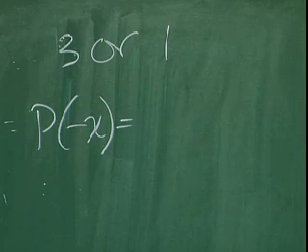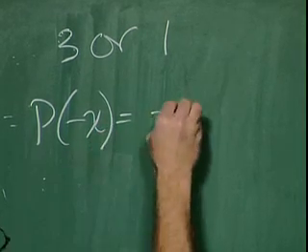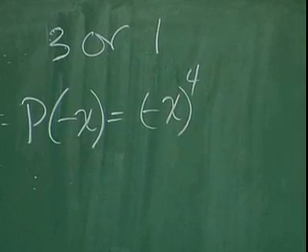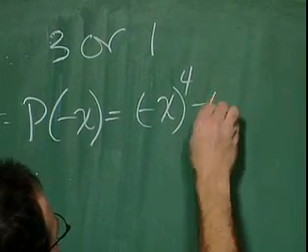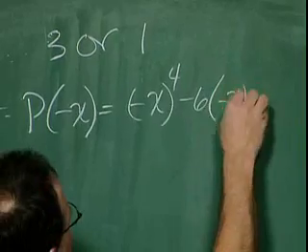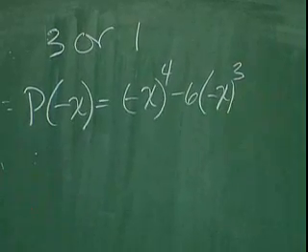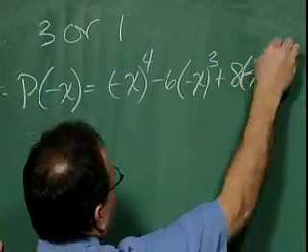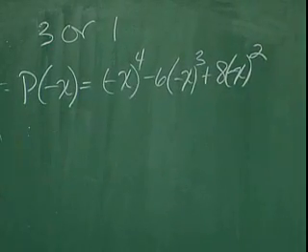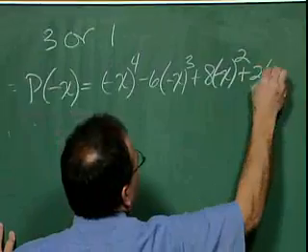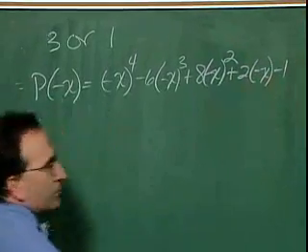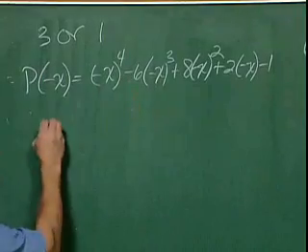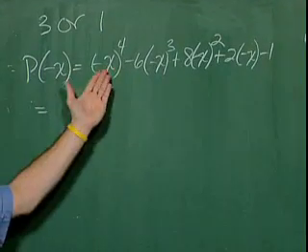P of negative x, we have to replace all x's with negative x. So that's negative x to the 4th. Then we're going to have minus 6 times negative x cubed. Then we're going to have plus 8 times negative x squared. Then we're going to have plus 2 times negative x, and then minus 1.